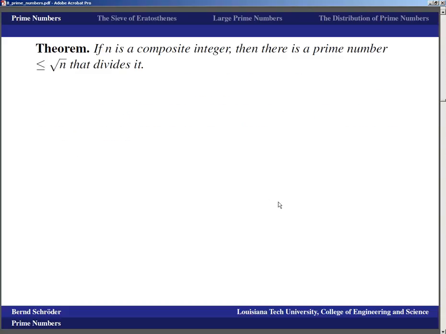Then if we're thinking about how to check whether something is a prime number or a composite number, it's good to know that when something is a composite integer, then there is a prime number less than or equal to the square root of n that divides it. That ought to be a proof that should be forming in your mind as you're predicting what we're going to do, because after all, well, what happens?